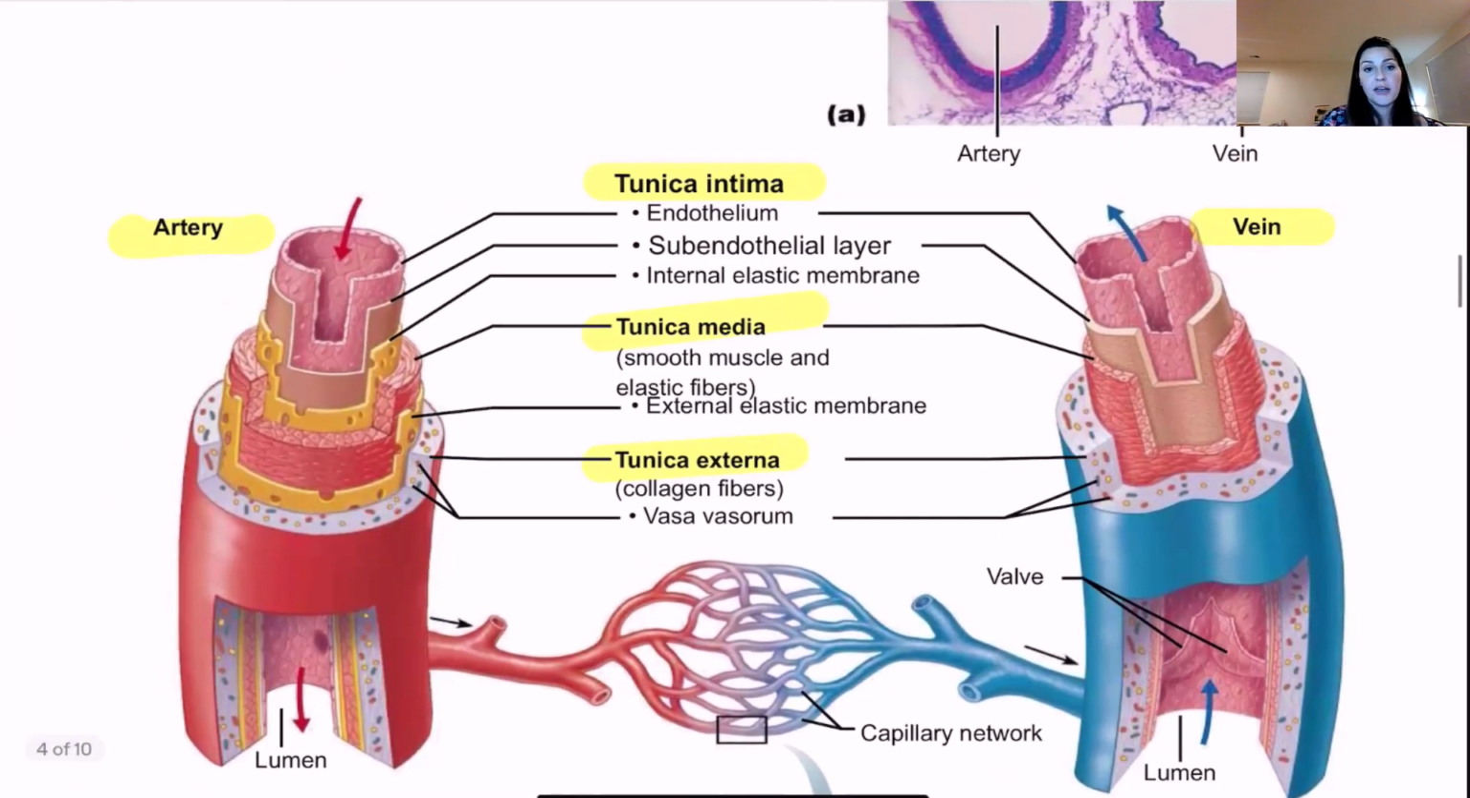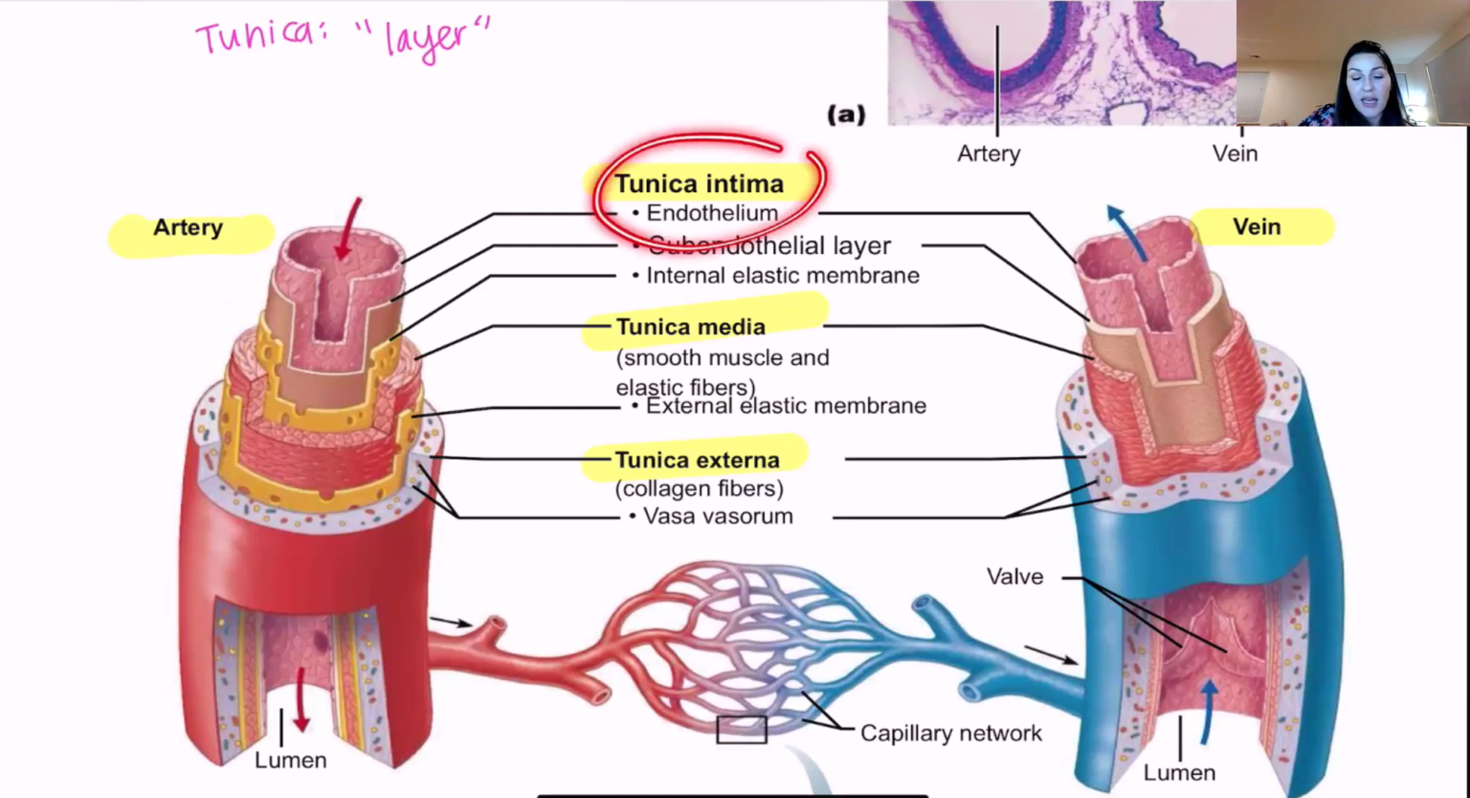The first layer is called the tunica intima. Just so you know, the word tunica, in anatomy and physiology land, means layer, or you might hear it called tunic. So this is the intimate layer. Tunica intima is the innermost or deepest layer of both an artery and a vein.